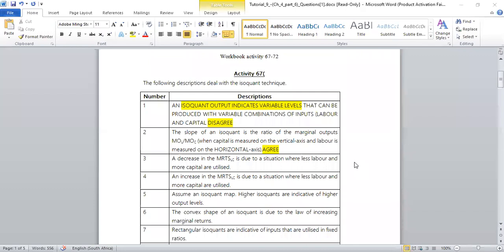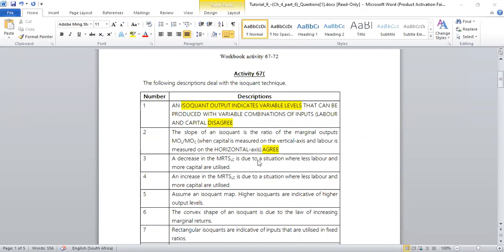So yeah, guys, when I'm calculating the slope, I say marginal output of labor divided by marginal output of capital, as it is indicated. So this is how I calculate the slope. So let us look at this information. Here they are saying a decrease in the marginal rate of technical substitution is due to a situation where less labor and more capital are utilized.